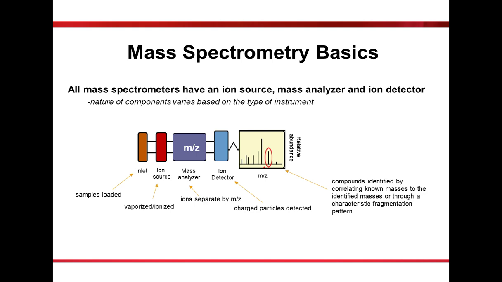The samples are loaded into the inlet. They are then vaporized, meaning they're turned into a gas, and then they are ionized at the ion source. They then move into the mass analyzer, which separates the ions based on their mass to charge ratio. And then they go into an ion detector where these charged particles can be detected, and we can get a chromatogram that tells us what particles are detected and the relative abundance of each. Using that data, we can either identify compounds by correlating the masses that we're seeing to the known masses of the compounds that we're looking for, or through a characteristic fragmentation pattern that matches a compound that we know fragments the same way.